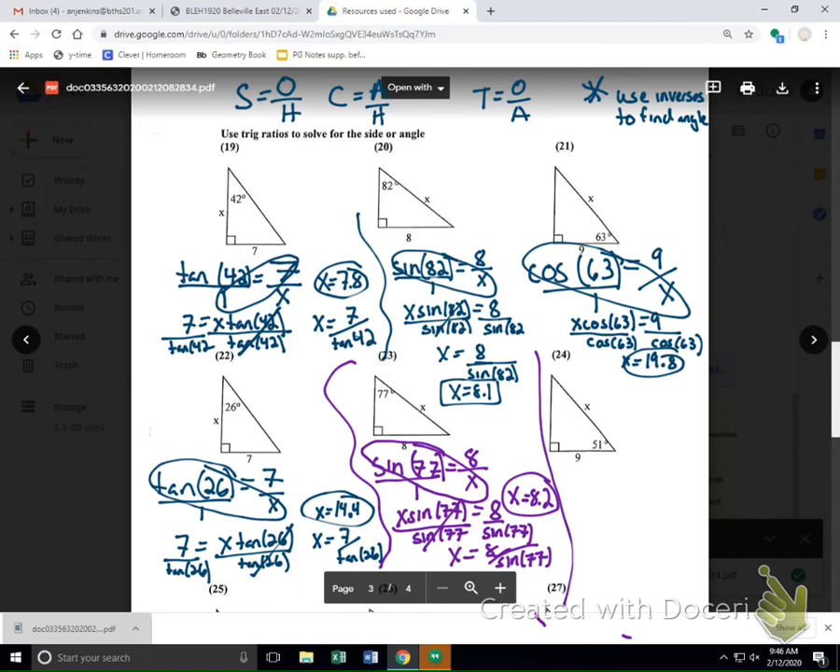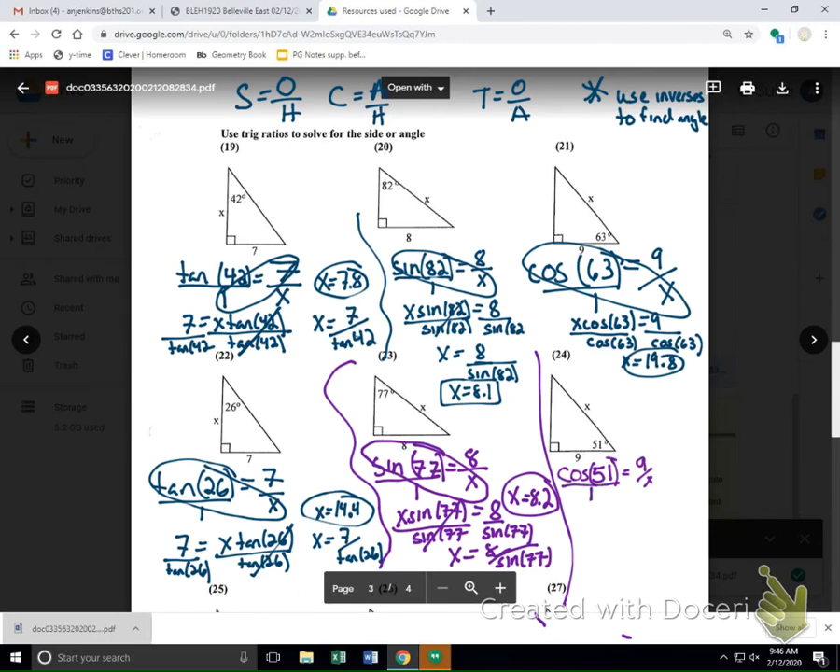So we have the angle of 51. Which sides do we have in reference to 51? We have the adjacent, right next to, and the hypotenuse. Which trig function's adjacent and hypotenuse? Cosine. Thank you. So cosine of 51 equals adjacent over hypotenuse, 9 over x.